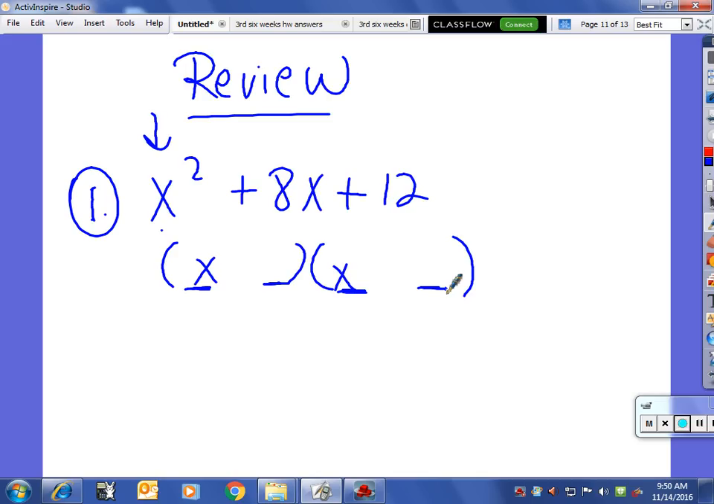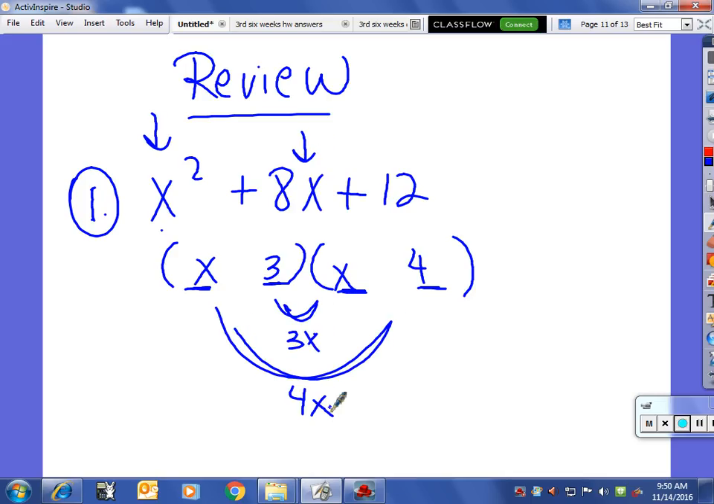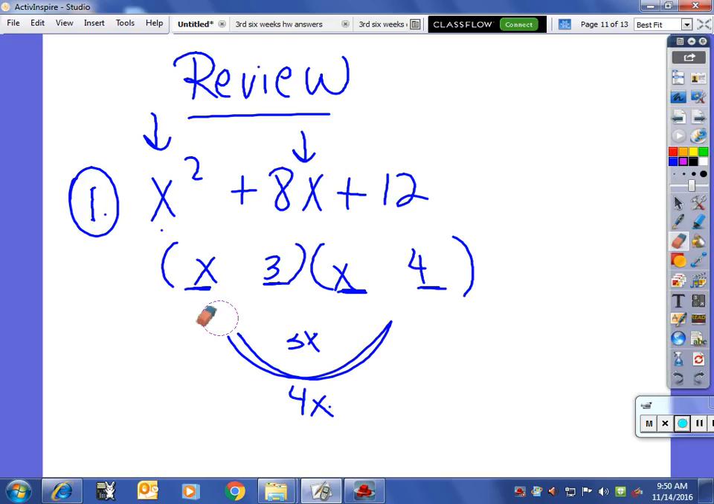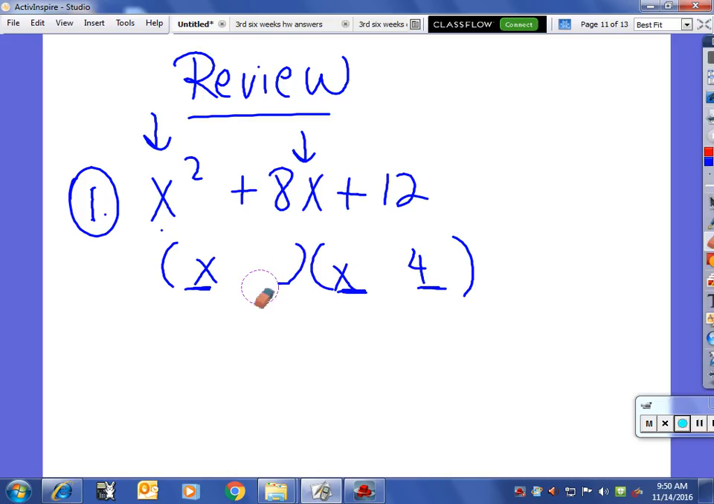Now, it could be 1 and 12, it could be 2 and 6, or it could be 3 and 4. And I know you guys can already see the answer's got to be 2 and 6, but let me just show you what we would have done in the past when I first taught this. We would just start guessing, and we might have started with 3 and 4. The middle term has to be an 8x, and the middle term comes from your inside product and your outside product. Will 3x and 4x ever make an 8x? That's how I would know that 3 and 4 is not the right guess.